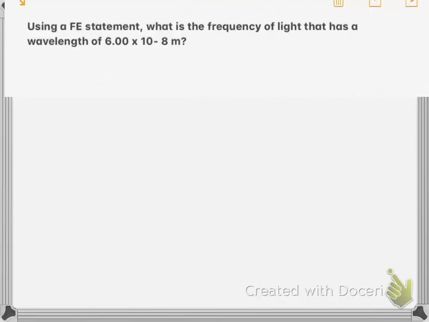Using a for every statement, what is the frequency of light that has a wavelength of 6 times 10 to the negative 8th meter? So as you read, the speed of light is 3 times 10 to the 8th meters per second, or meters for every hertz. And that's the for every statement that we're going to go ahead and use right now.